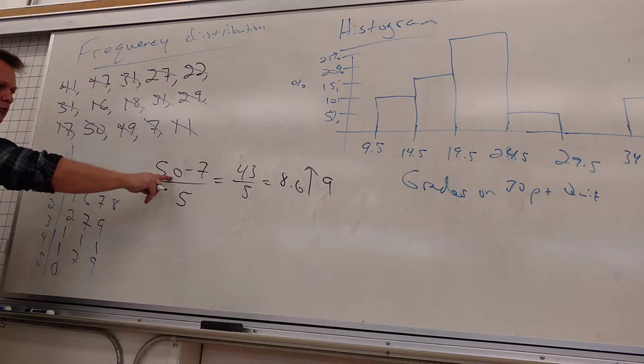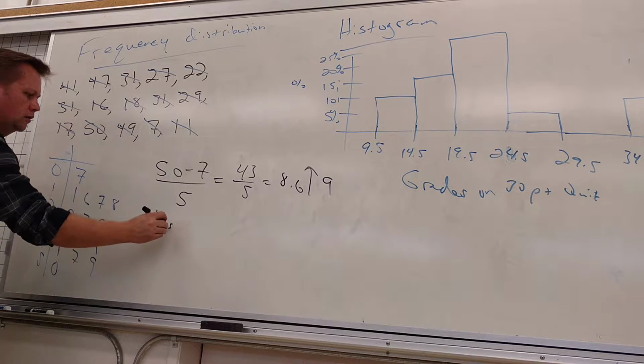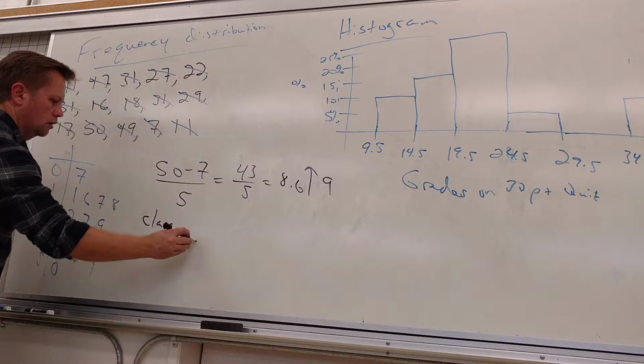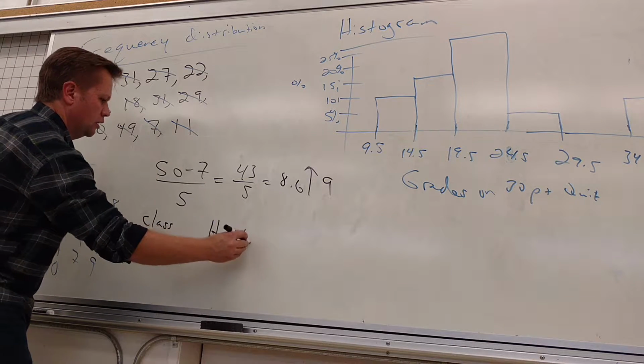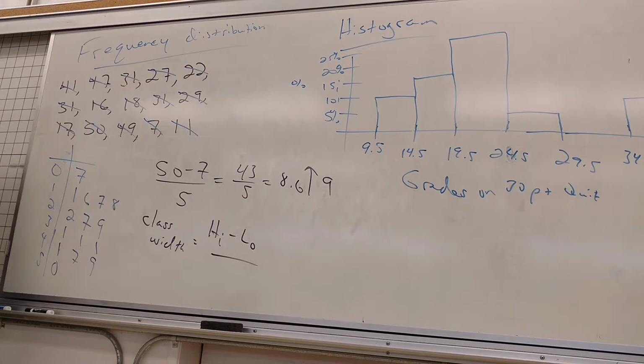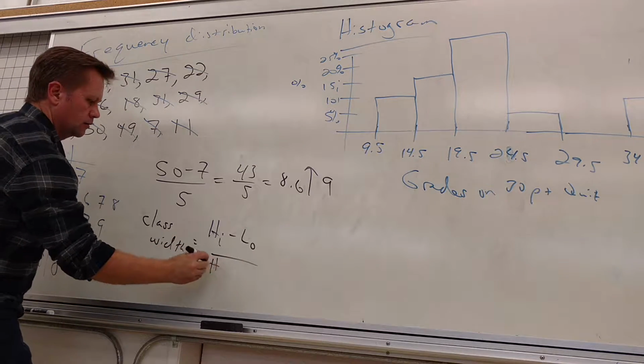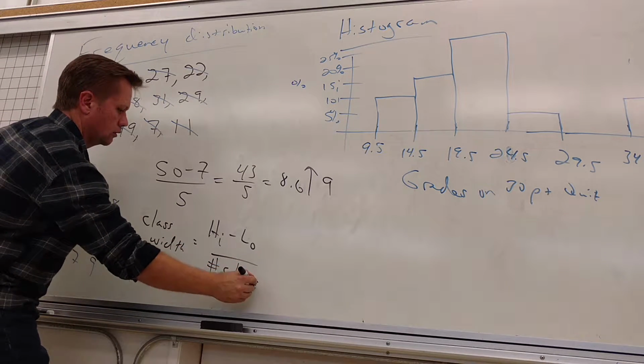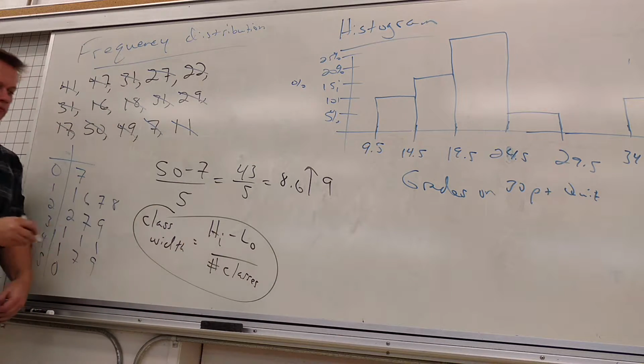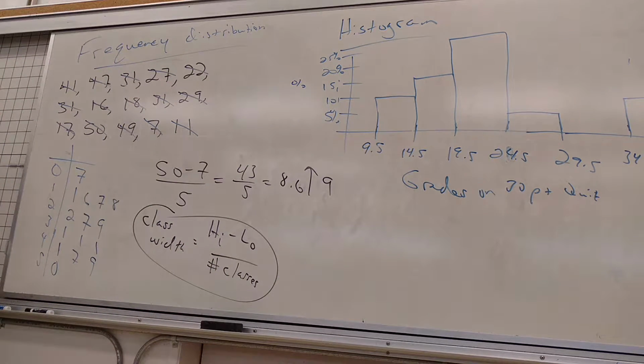So the formula we just used for class width is high minus low. That makes sense, right? The highest data point minus the lowest. That's the range of data that I have to cover, divided by the number of classes I want to use. That's how you figure out how wide each bar has to be.